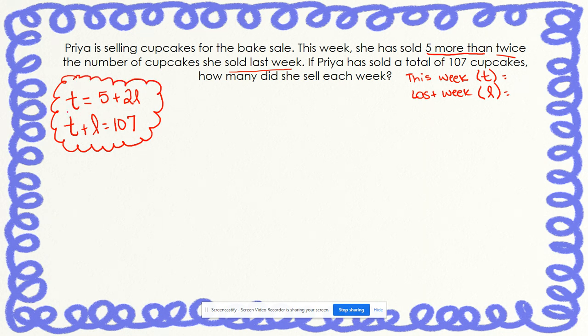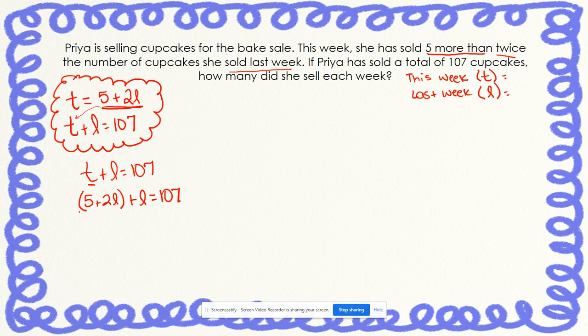Now, when I look at them and I'm trying to figure out which method would be best, I notice in my first equation, I already have the variable t by itself, which means I can take 5 plus 2L and substitute it in for t in my second equation. My second equation says t plus L equals 107. But according to my first equation, t is actually 5 plus 2L. So instead of t, I'm going to write 5 plus 2L. And then I'm going to rewrite the rest of the equation, which is plus L equals 107.